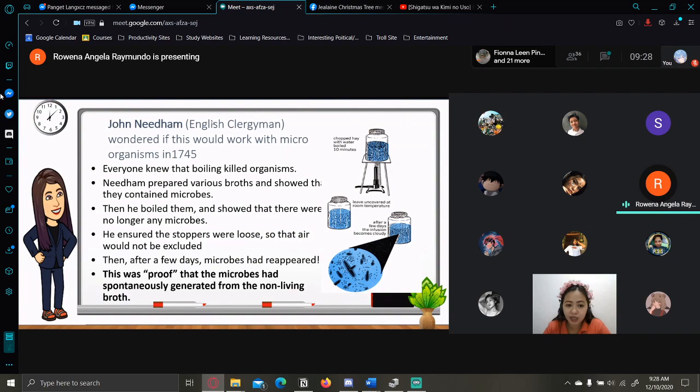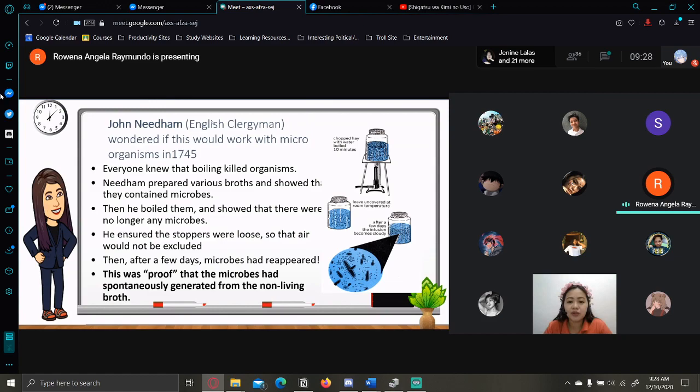Okay, so anong ginawa niya? Nilagay niya yun sa water, and then yung broth ang magiging pagkain ng microorganism. Nilagyan niya ng microorganisms, and then binoil niya. Okay? Bakit niya binoil? Binoil niya to ensure na yung microorganisms na naandon ay mamamatay.